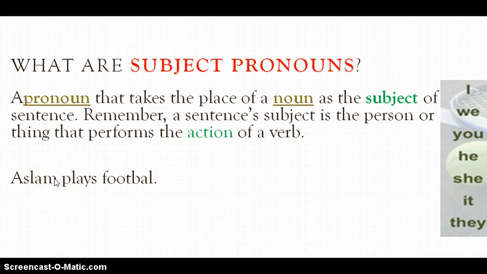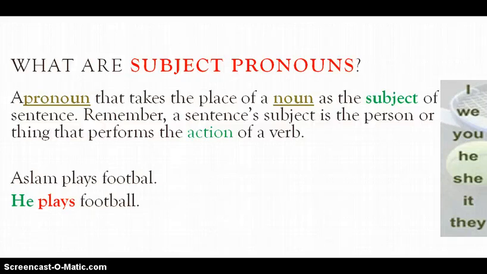So if we need to replace Aslam, we need a pronoun that can replace Aslam and that can come at the subject position. Like, we can say he plays football. So he is a pronoun that can come at subject position and can replace Aslam. But if I say him plays football, it's incorrect because him is not a subject pronoun and it can't replace Aslam here in this particular sentence.